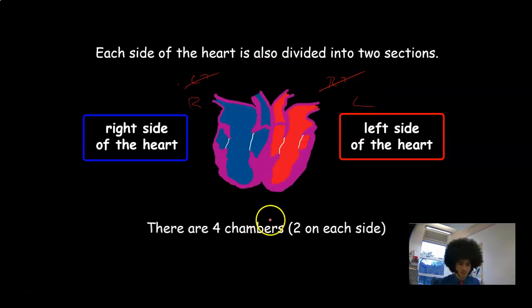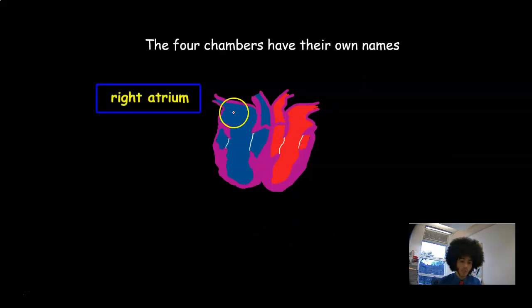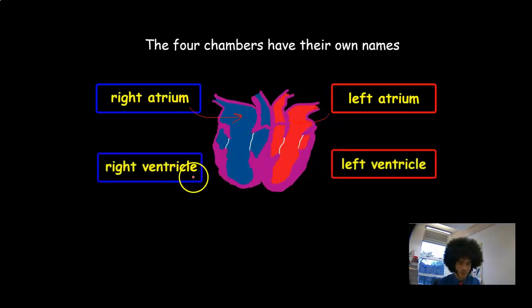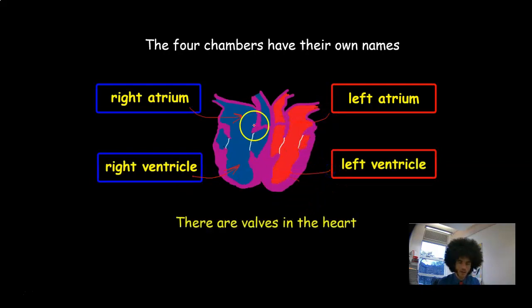Now those sides are split into two chambers, which gives you 4 chambers in total. Now this is your right atrium, which is this chamber here, and this is your left atrium there. And then the other ones are called ventricles. So this is your right ventricle, and this is your left ventricle. Now you also have valves in the heart. Now the valves are basically in 2 key places.